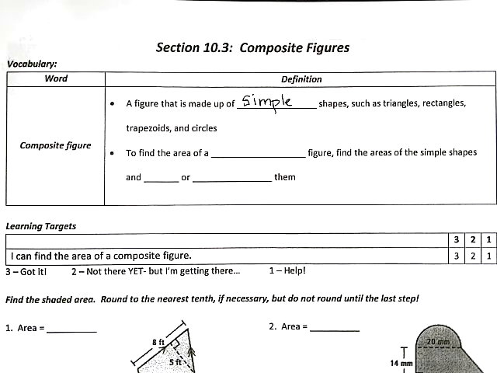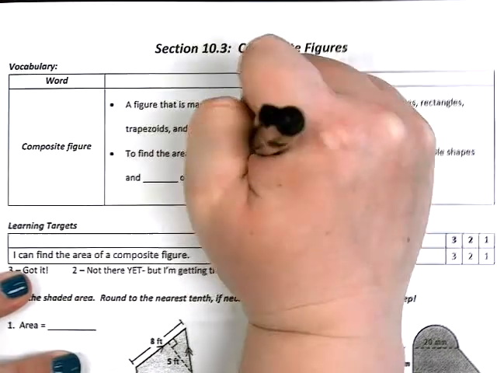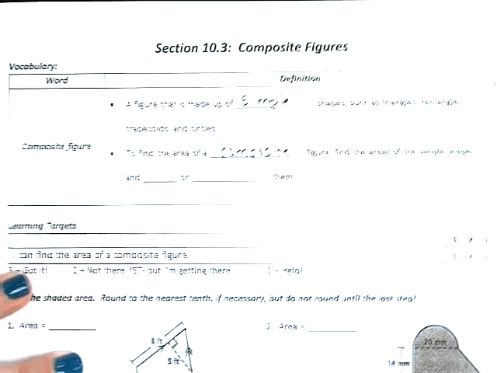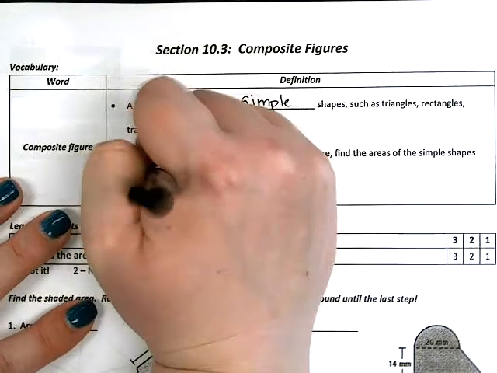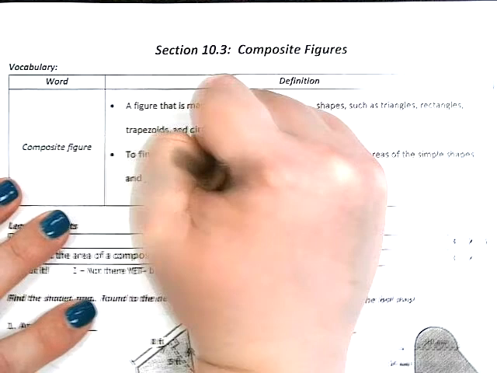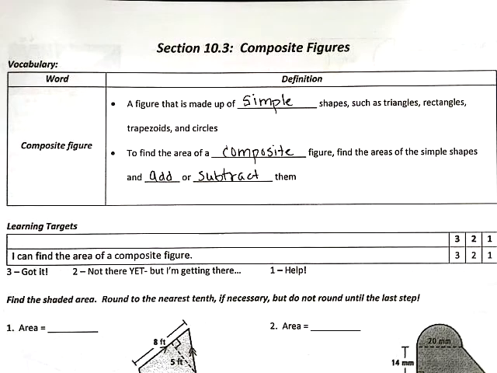And if you remember, when we did that vocabulary activity with the flashcards, composite was one of the words on there. So to find the area of a composite figure, find the areas of the simple shapes, and then we add or subtract them. It just depends on what the figure looks like. Sometimes we're going to be adding a bunch of shapes together, other times we're going to have a shape and then take another one away from it. So let's take a look at what this looks like.